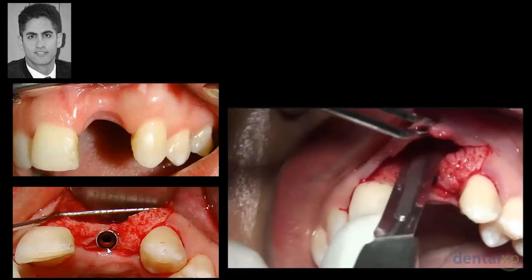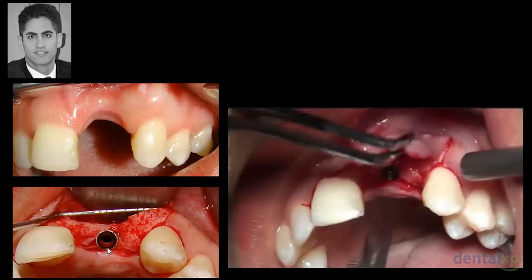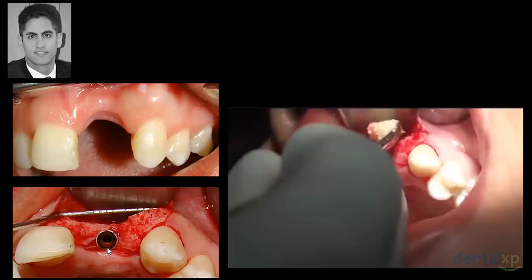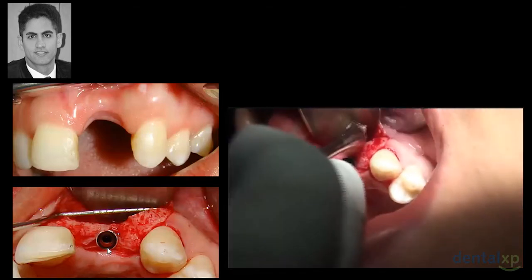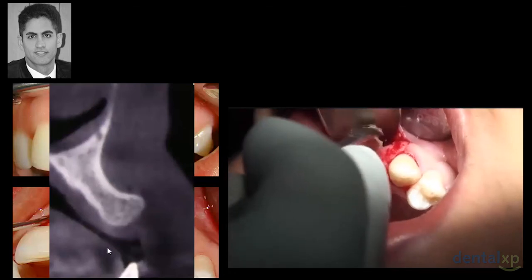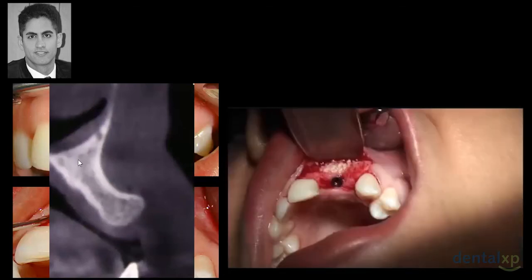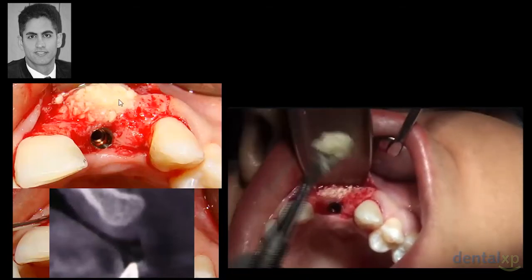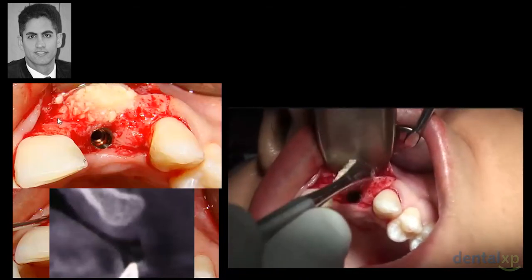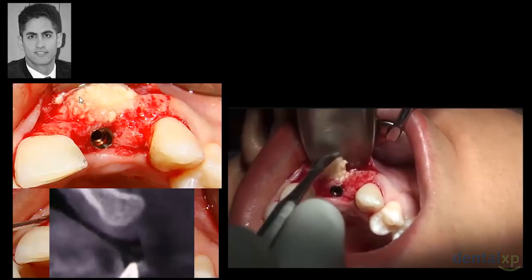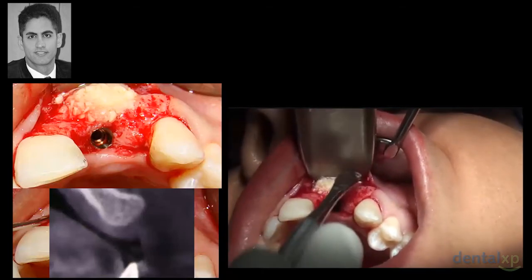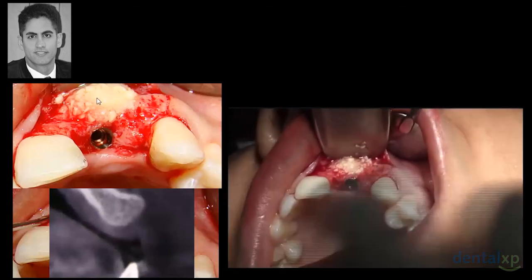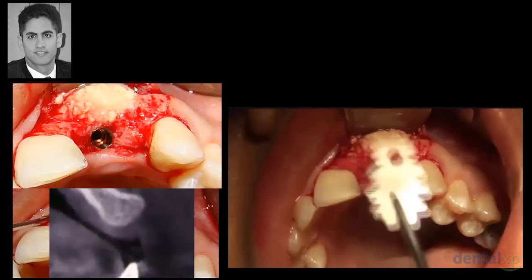I'm going to release my flap before placing my grafting material first, and make sure that I have a tension-free flap advancement. Then I'm going to place my grafting material in the area of this concavity. You can see the grafting material here. I'm going to shape it. Usually, in all my augmentations, I'm going to do a little bit of overfilling to make sure that I can reach the amount I need, which is going to be something around here.